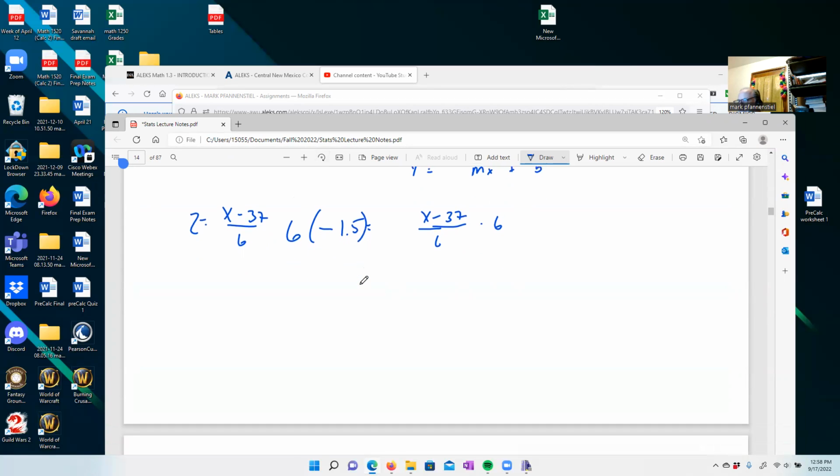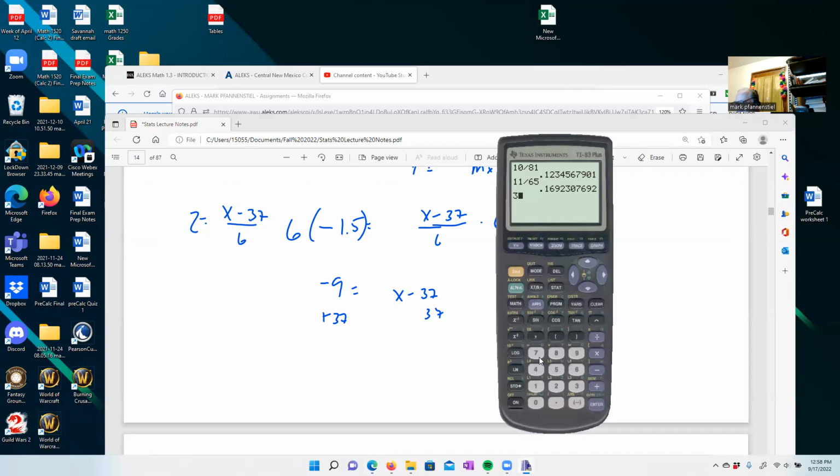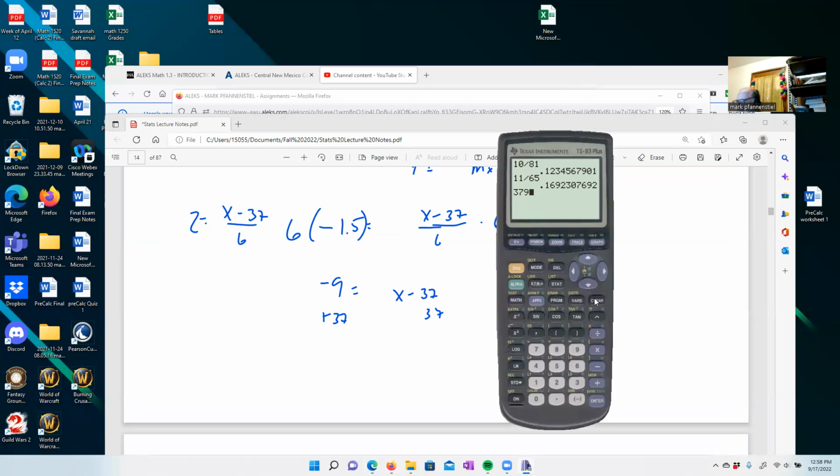That's going to be negative 9 equals x minus 37. Then add 37 to both sides. I'm embarrassed about this. So 37 minus 9 should be 28, I think. But that's all squared away.